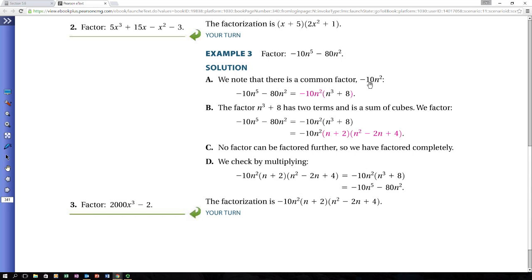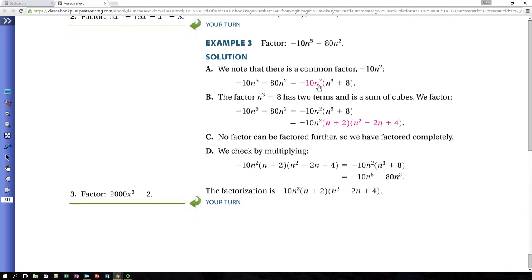So they say the common factor here is a negative 10n squared, and so you end up with this resulting factoring right here. Then the next thing is, well, can I factor anything else? Well, I have n cubed plus 8. Well, 8 is 2 to the third power. Again, prime factoring will help a lot here.